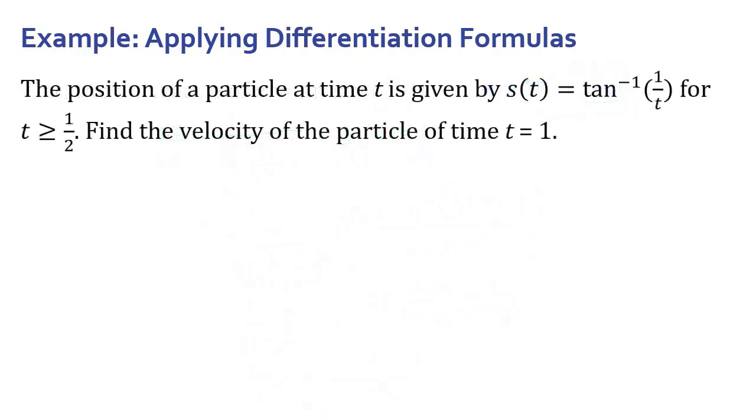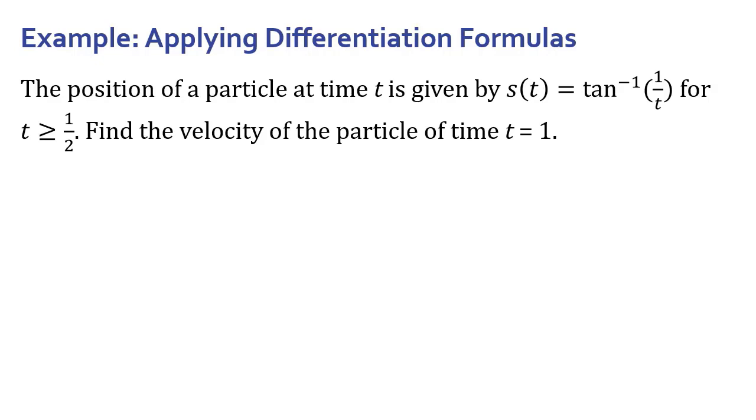Now let's look at an application that involves inverse trig functions. The position of a particle at time t is given by s of t equals the tan inverse of 1 over t for t values that are greater than or equal to 1/2. Find the velocity of the particle at time t equals 1.